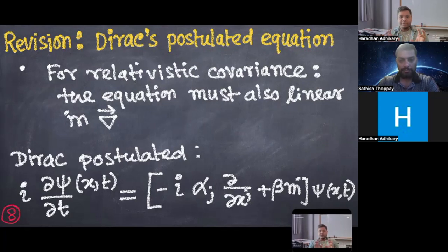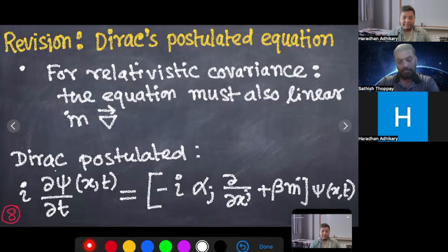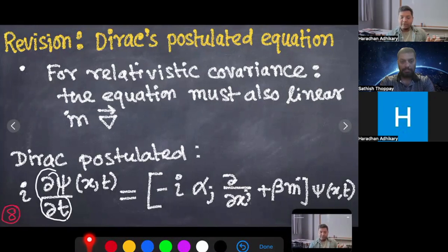Keeping these two things in mind, he postulated the Dirac equation, where the partial derivative with respect to time is linear in the equation of motion, and the spatial derivative is also linear in the equation of motion. These two things come from the intuition of Dirac, what he was actually trying to postulate.